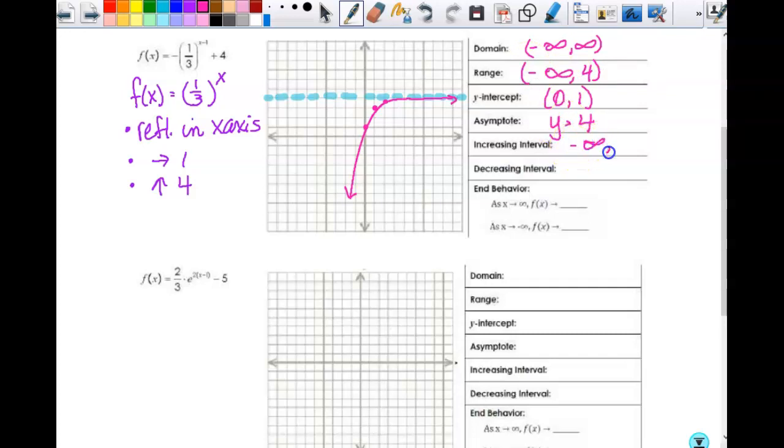It's increasing the entire time. It's decreasing none. As x approaches infinity, f of x approaches 4. And as x approaches -infinity, f of x approaches -infinity. All right, number 2.